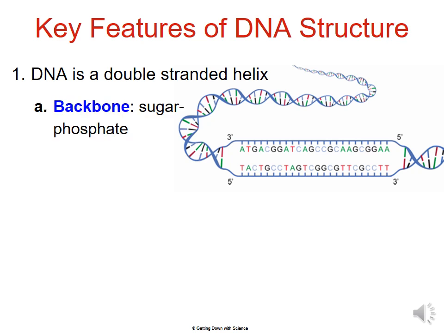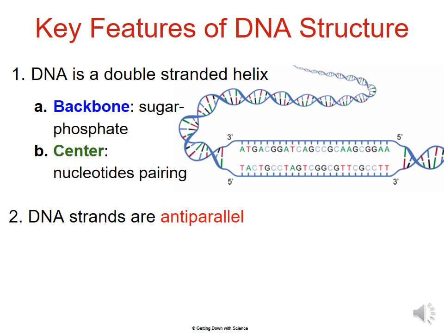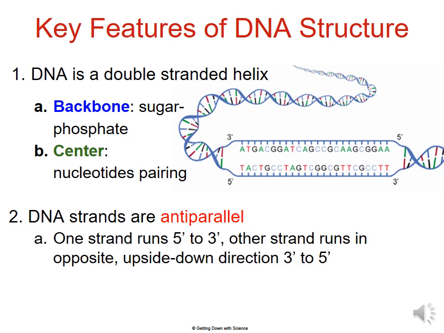The backbone, or these long side pieces, sometimes you think of it as the rungs of a ladder, are an alternating sugar phosphate bond. And the center crossbars are the nucleotide pairings. So that's the A's, T's, C's, G's. They are anti-parallel, so one goes one direction. Notice this one has 3' to 5' going from left to right, and the bottom strand is going from right to left. So they're opposite each other. One strand runs 5 to 3, the other strand runs 3 to 5.